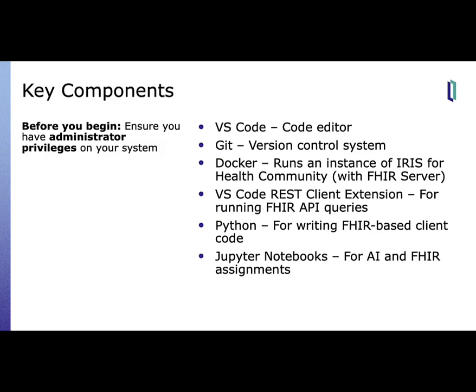Git will be our version control system. Git helps us track changes, collaborate with teams, and maintain version history for our projects. It is crucial for managing code in distributed teams and ensuring seamless updates.